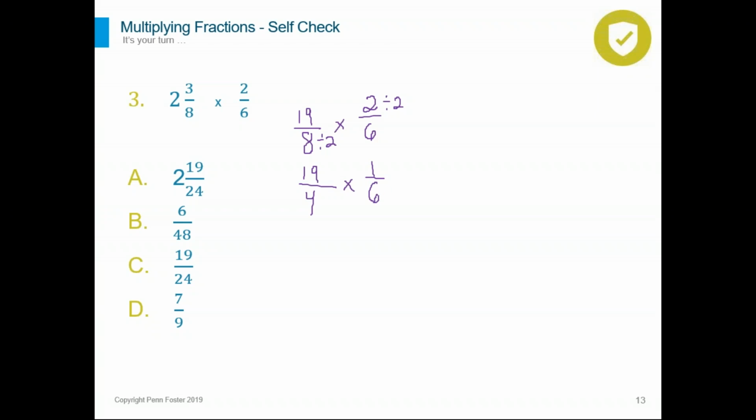We are not able to cancel out the 2 from the 6 and the 4. Remember, when we do the cancellation method, we have to cancel out common factors from a number from the top with a number from the bottom. We cannot do 2 denominators or 2 numerators. At this point, we just go ahead and multiply across. 19 times 1 is 19, and 4 times 6 is 24, and this is the right answer. C is the correct answer.